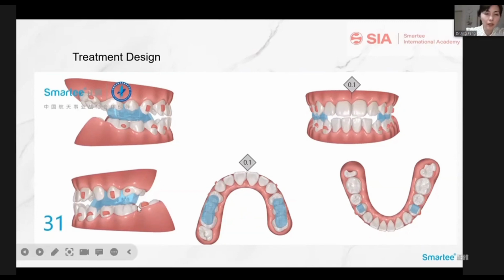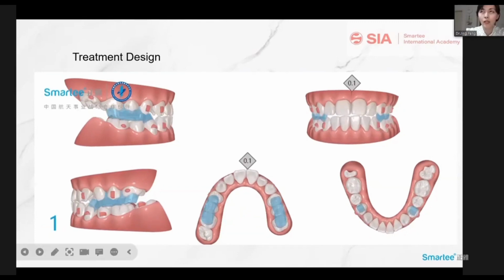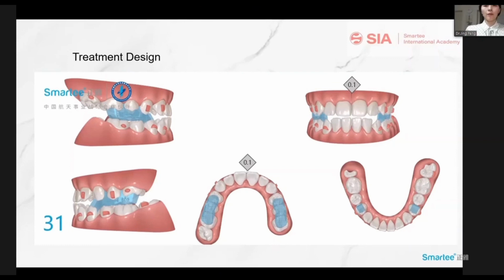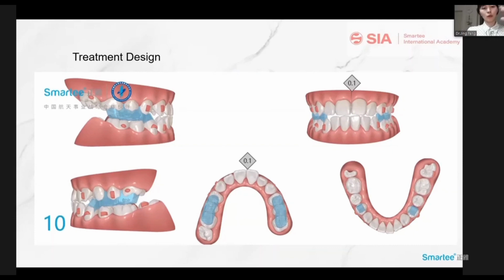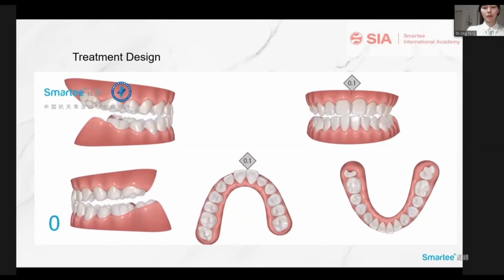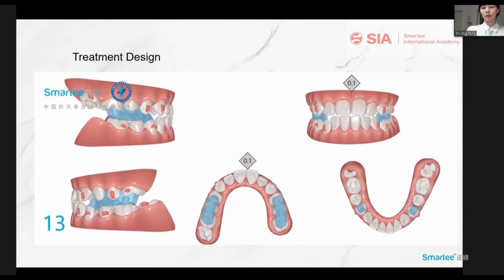And because the left side is class 1 molar relationship, if we move the lower jaw forward, this side will become class 3 molar relationship. So we have to distalize the molars to get the class 1 molar relationship. And that will provide some space to upright the lower incisors and correct the lower midline further.